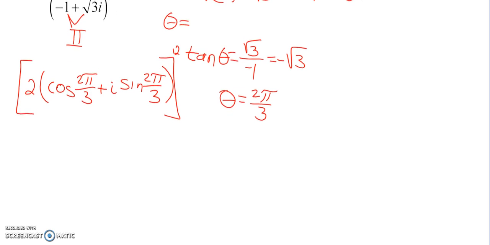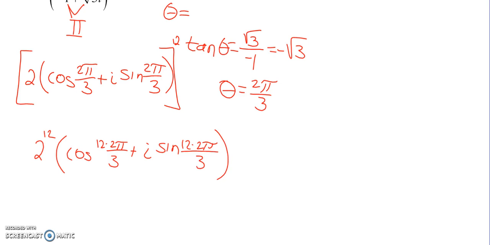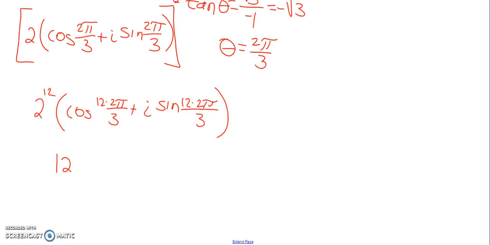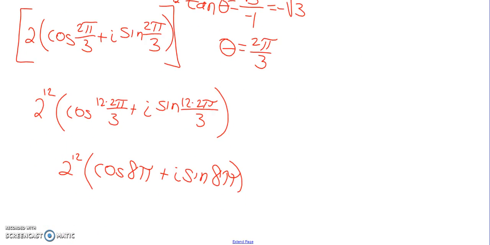And what we are concerned with doing is taking this whole statement and raising it to the 12th. So the easy way to do this is 2 to the 12th times cosine of 12 times 2 pi over 3 plus i sine of 12 times 2 pi over 3. And my final answer here, 2 to the 12th times the cosine, that's going to be 24 pi over 3. We're going to call that just 8 pi, so that would be cosine of 8 pi plus i sine of 8 pi. Close the parentheses, that would be your answer.